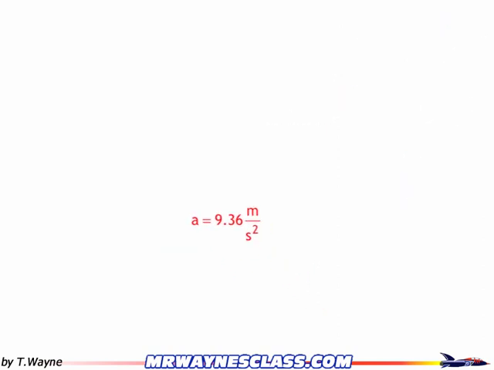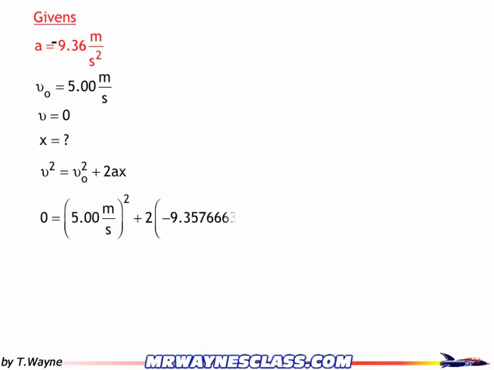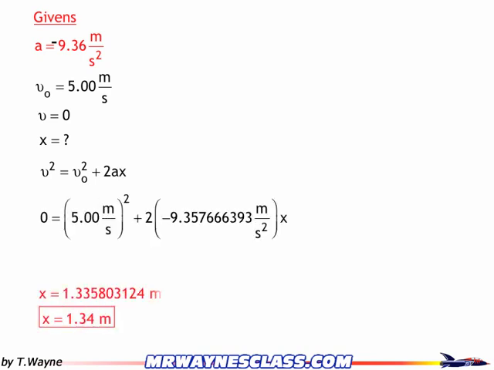But I'm not done. Because now I still have to answer the question of how far up the incline it traveled. I have the acceleration, and it's going to be negative because it's slowing down. I have the initial velocity of 5 meters per second. I have the final velocity of 0 because it says it comes to a rest, and I'm looking for x. So I need to use my kinematics equations to figure this out. So I'll use v squared equals v naught squared plus 2ax. Plugging in my numbers, I get x to be 1.34 meters. So that's how far up the incline it slid.